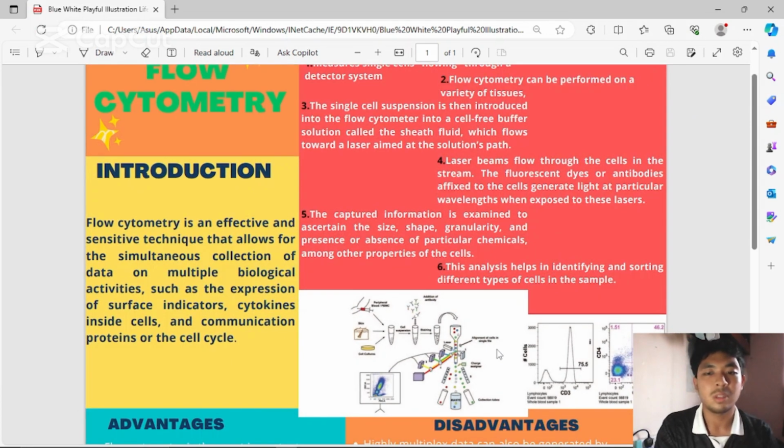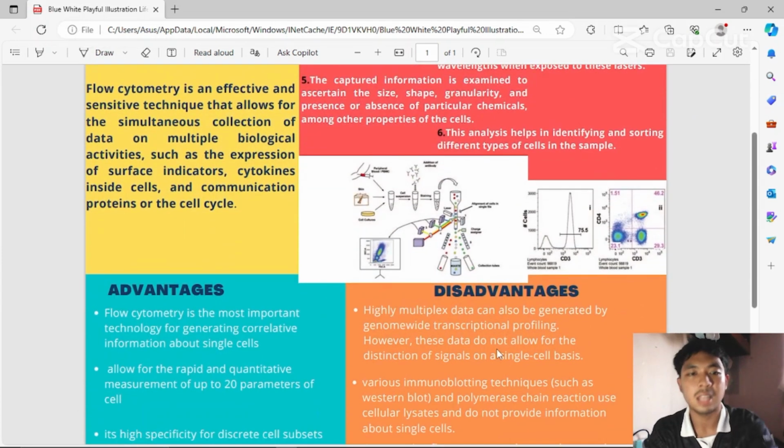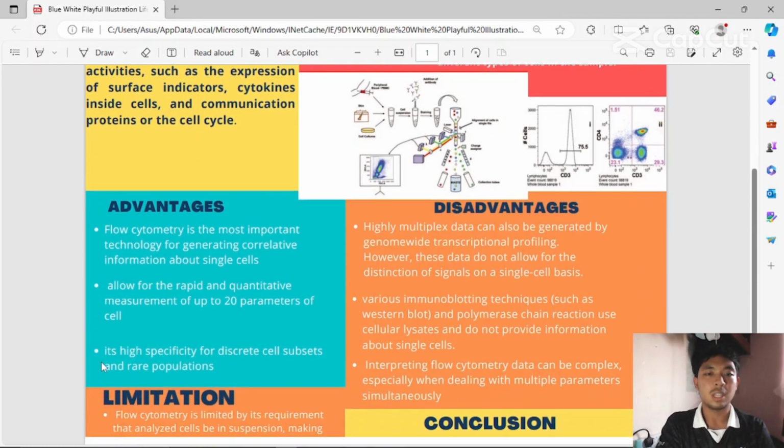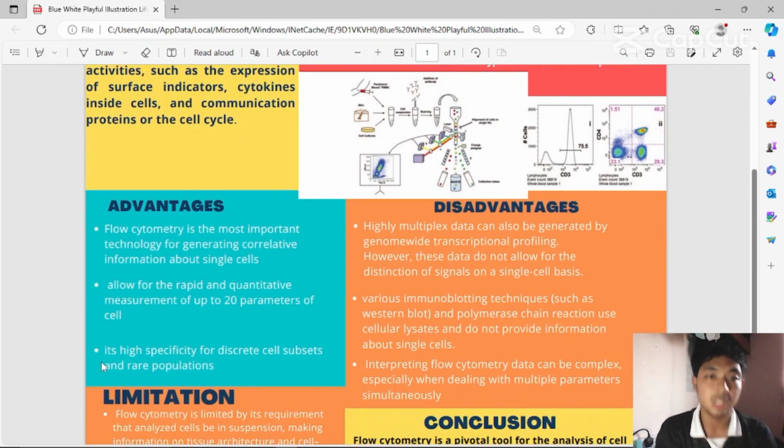So flow cytometry has advantages and disadvantages. The first one, flow cytometry is the most important technology for generating correlative information about single cells. It allows rapid and quantitative measurement of up to 20 parameters of a cell, and it has high specificity for discrete cell subsets and rare populations.